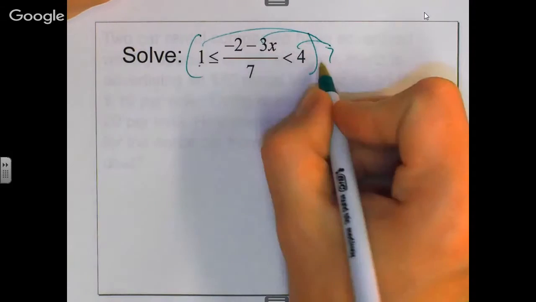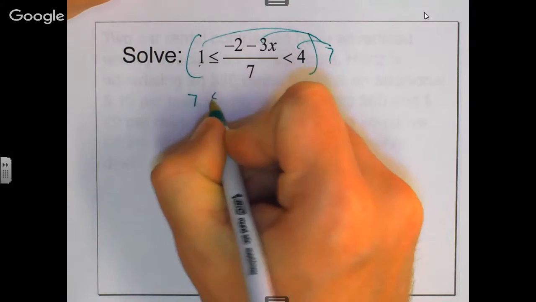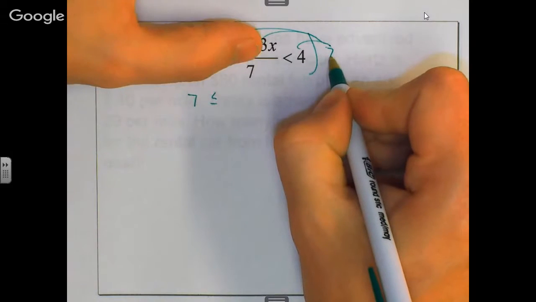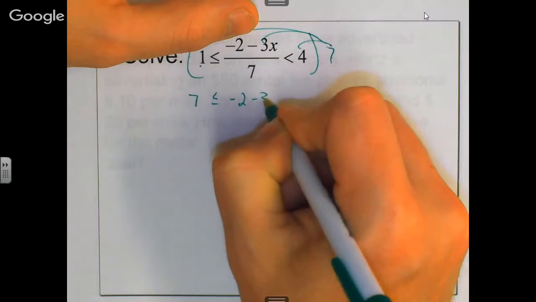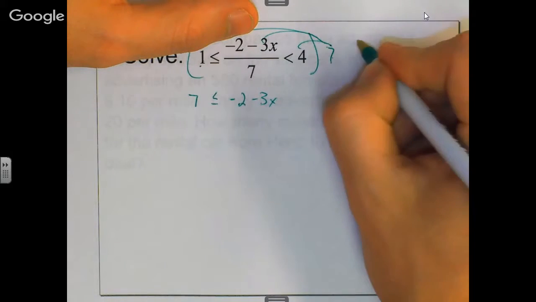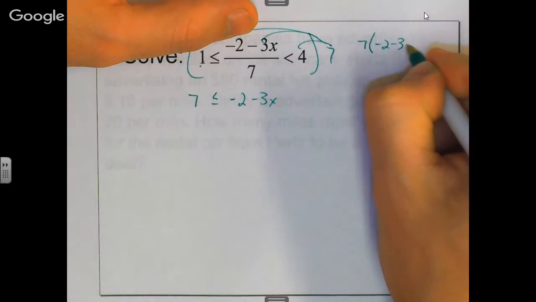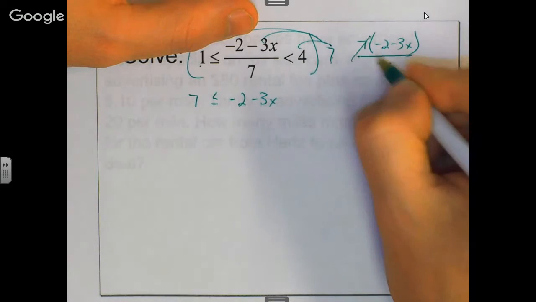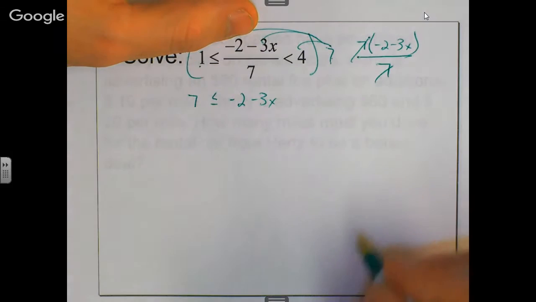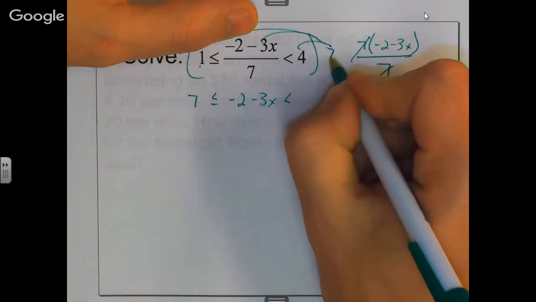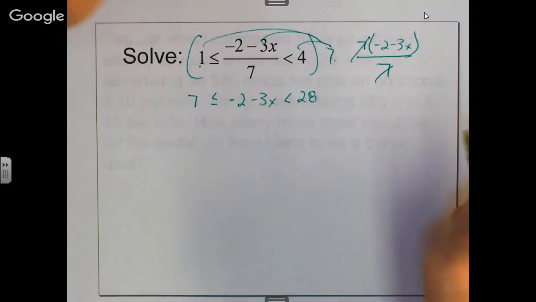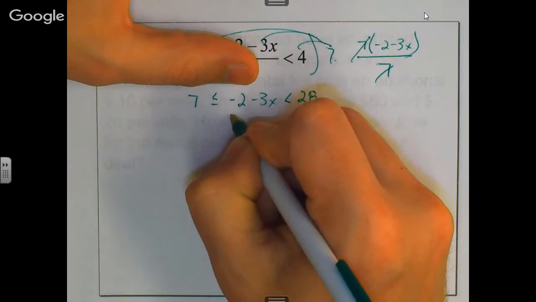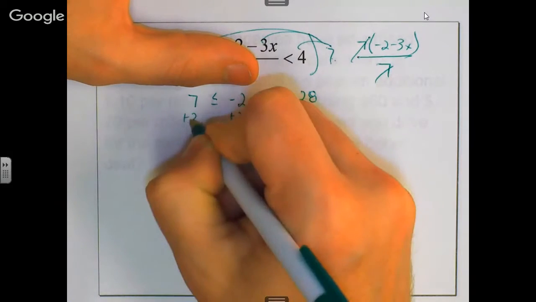So I have 1 times 7 is 7, less than or equal to 7 divided by 7. Those cancel out, so I have negative 2 minus 3x, because the 7s went away. Those cancel out, so I didn't need it. Less than 4 times 7, which is 28.